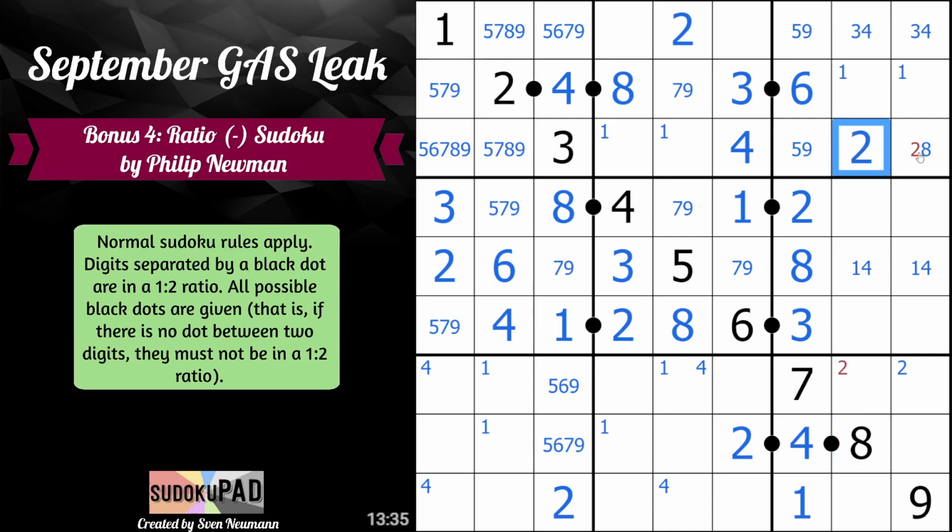This is our 1 to 9 diagonal. 2, 8, that gives us 2. The 2 gives us the 1. The 1 gives us the 4, 1. The 4 goes right above the 2 as we expected it would, just like it did here.